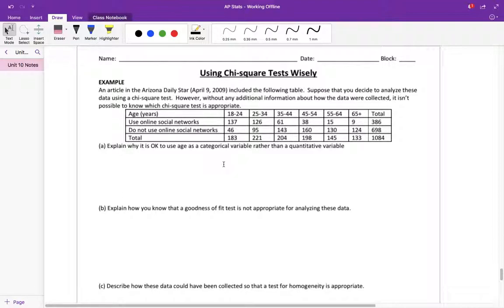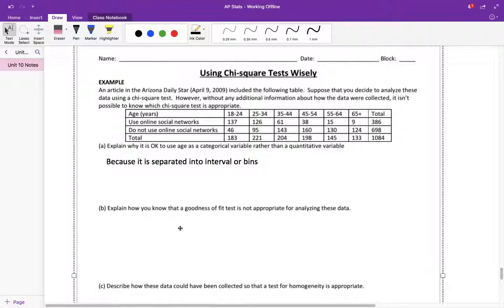So in part A, explain why it is okay to use age as a categorical variable rather than a quantitative variable. Because if you think about age, it would make sense to find an average age. So why in this case is it okay to use it as categorical? The big idea is that it is separated into intervals or bins. Intervals or bins is what makes it okay to use age as a categorical variable. In fact, that's what you can do with any quantitative variable to make it categorical: separate it into those bins or intervals.